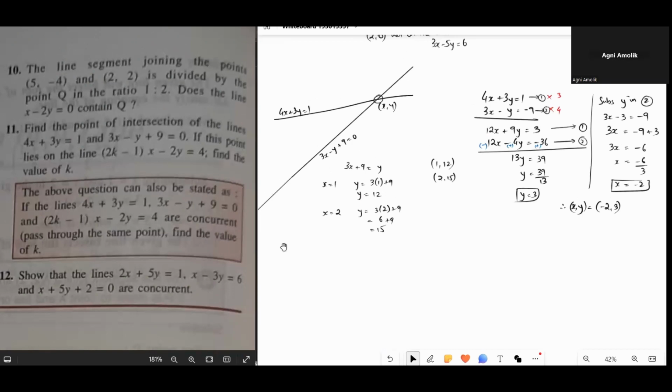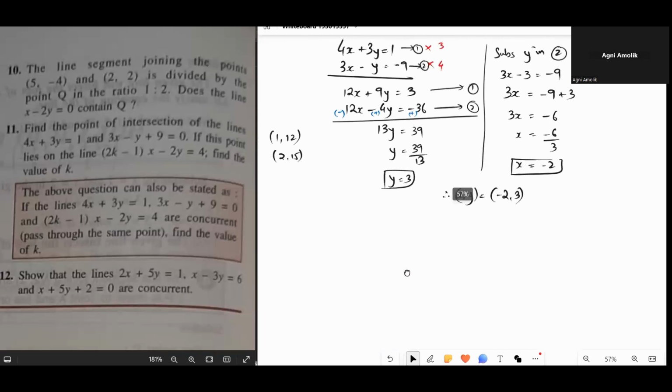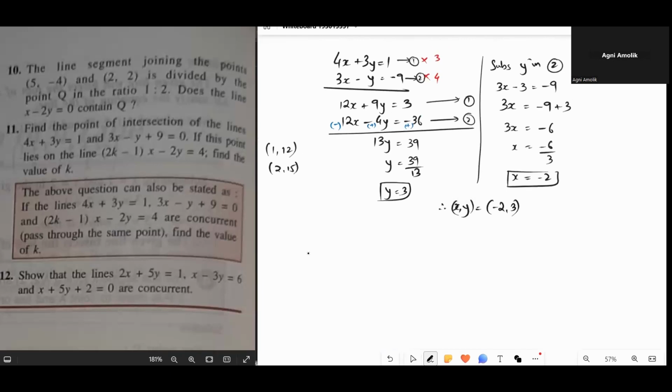Okay, I'm solving. Anyone got the answer? 6. Not sure.